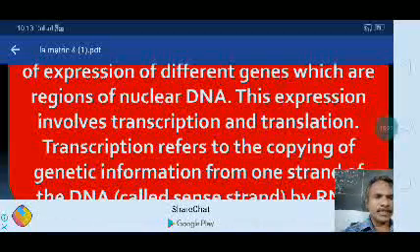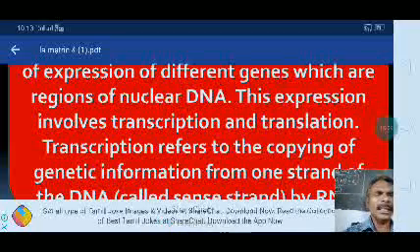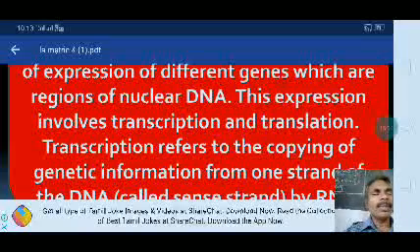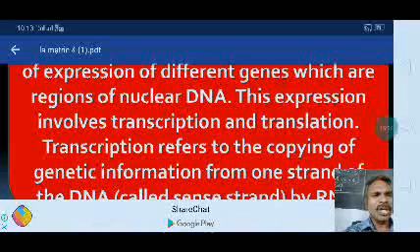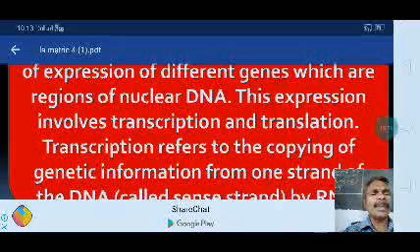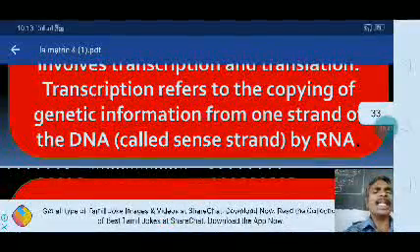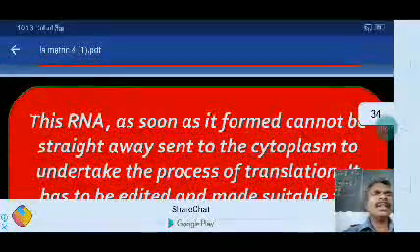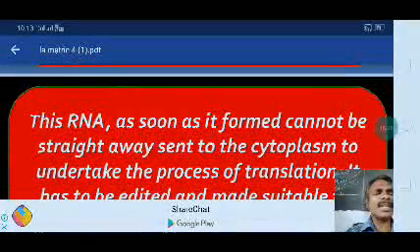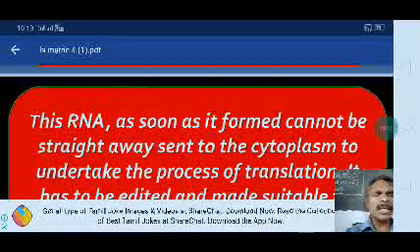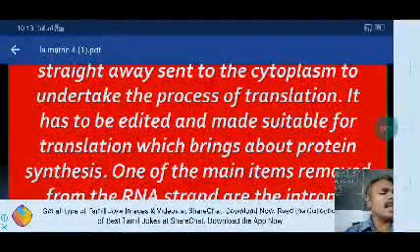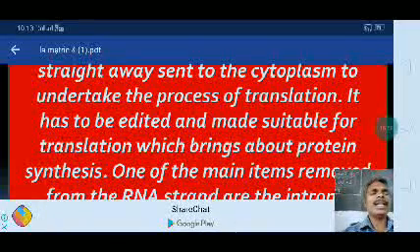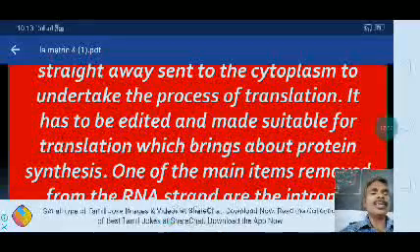What do you mean by transcription? DNA to RNA formation is called transcription. What do you mean by translation? From RNA to protein synthesis is called translation. Transcription refers to the copying of genetic information from one strand of DNA, called the sense strand, by RNA. This RNA, as soon as it is formed, cannot be sent straight to the cytoplasm to undertake translation. It has to be edited and made suitable for translation, which brings about protein synthesis.